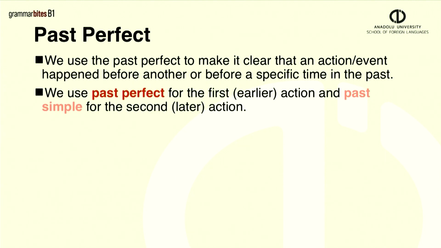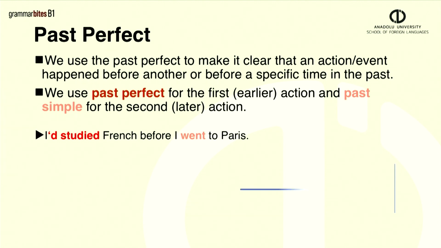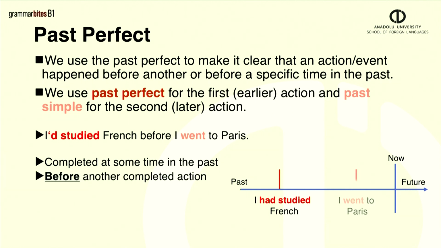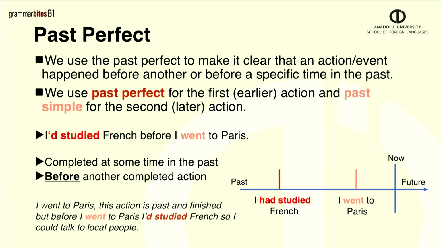We use past perfect for the first or earlier action and past simple tense for the second or later action. Here's our example again. I'd studied French before I went to Paris. Let's put it on a timeline. I'd studied French is an action completed at some time in the past, and it is before another completed action. Before I went to Paris. Went to Paris happened later. I went to Paris is past and finished, but before I went to Paris, I'd studied French, so I could talk to the local people.